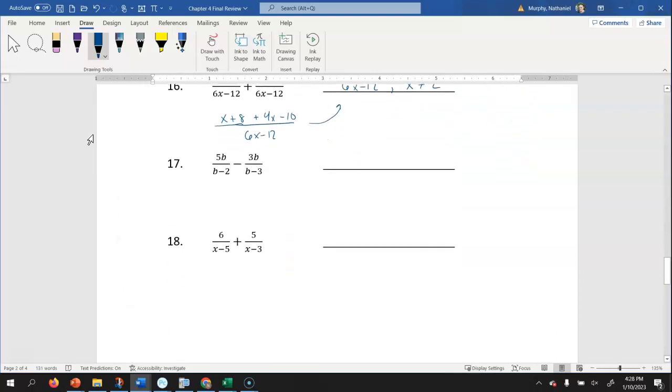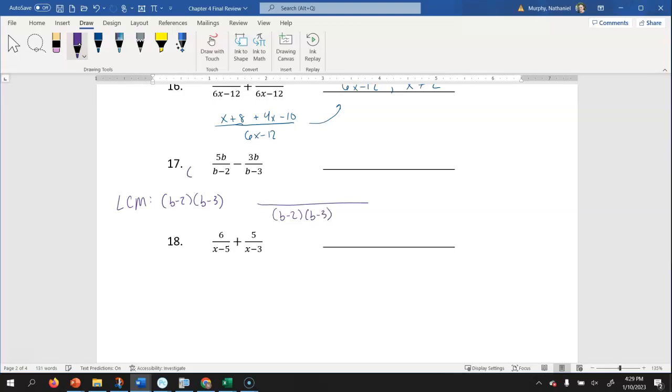All right, these are not common denominators, so we have to do a little bit of work for this one. We have to find the least common multiple, which is going to be the least common denominator in the end. One denominator is b minus 2. The other denominator is b minus 3. So the least common multiple is what I need to have as my denominator. I want to have b minus 2 times b minus 3 as my common denominator.